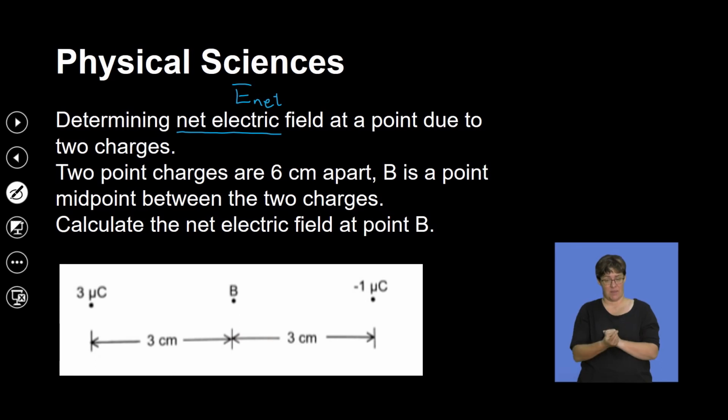So the 2 point charges are 6 centimeters apart. That's the distance between the 2 point charges, okay? And B is the midpoint, okay? Midpoint, it means B is equidistant from Q1 and Q2, right? Then calculate E net of the field at point B. So the E at B is due to, let's call this one Q1. Let's call the 3 microcoulombs Q1, and let's label the negative 1 microcoulombs Q2, right? So this is the scenario that we have.